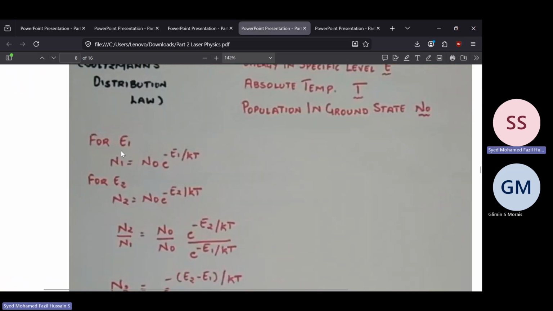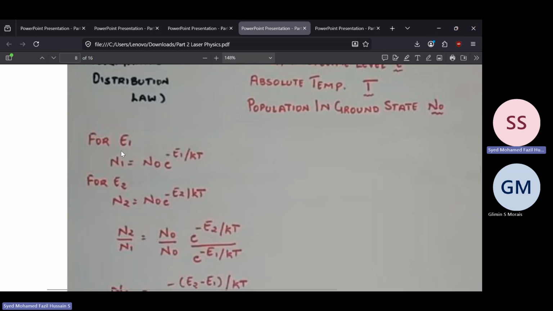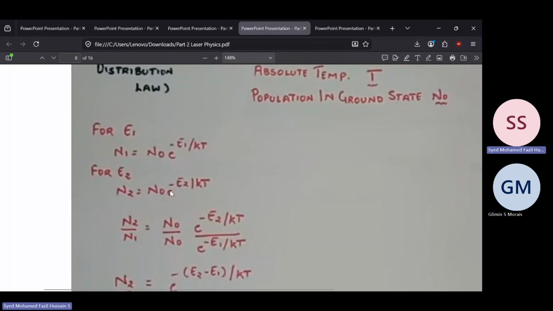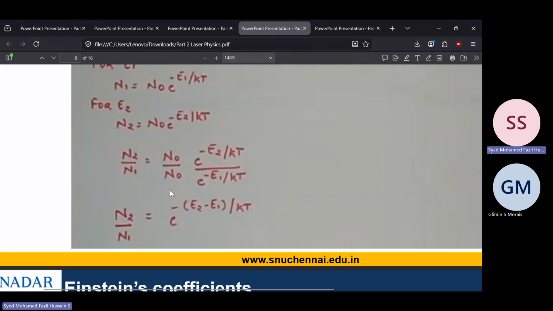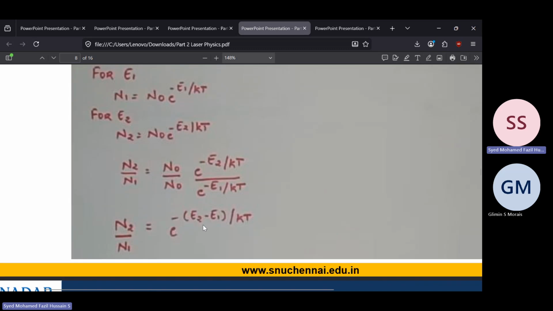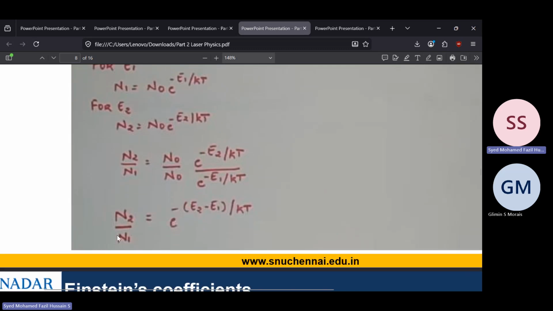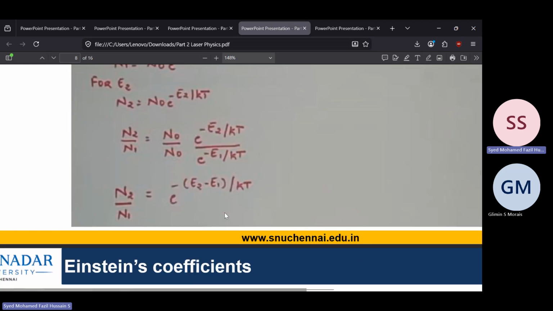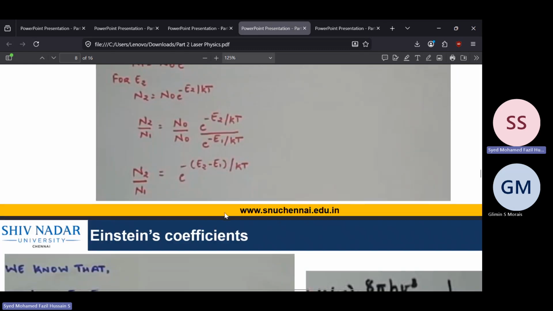First, let's take energy level one: N1 is equal to N naught into e to the power minus E1 divided by kT. Similarly for E2 in place of E1. When we divide, N2 divided by N1 gives e to the power minus (E2 minus E1) over kT. This is basically the energy gap between the two levels.